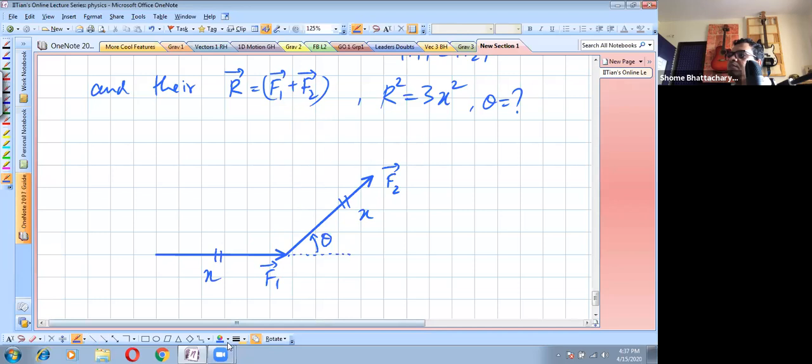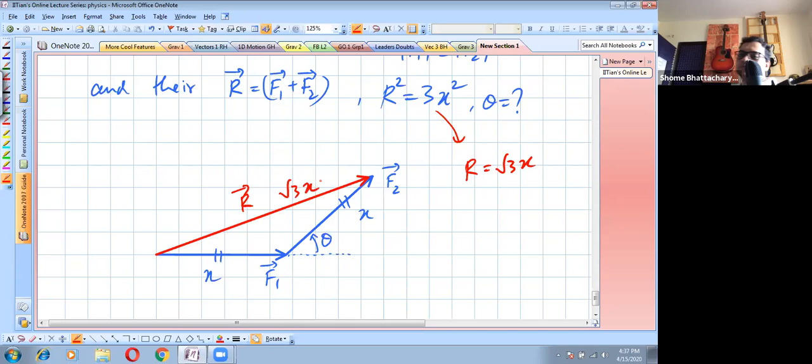Now in the same diagram, where is my resultant? My resultant of the two forces is this third side of the triangle. And this time what will help us solve geometrically is that it's an isosceles triangle. So we will make use of the properties of isosceles triangle that we know. But also this statement now means that the magnitude of R is root 3 times x. So the third side is root 3 x. So we'll make use of this.